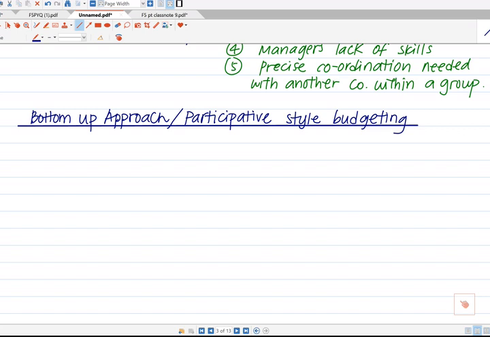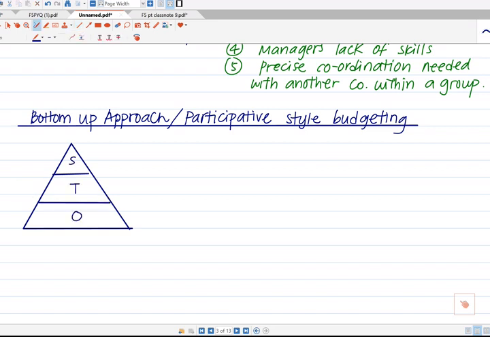What is participative style budgeting? Again, Robert Anthony's hierarchy: strategic, tactical, and operational. As in, they will have a discussion, so to set their own targets, then we try to come up with the budgets.